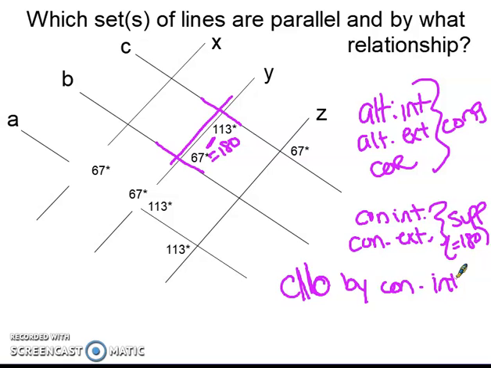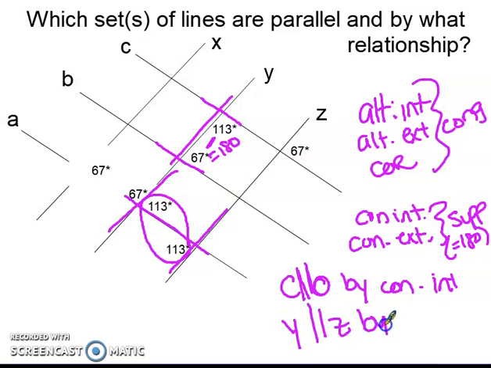If I also look on this side, I have a pair of alternate interior angles. They both fall on transversal A, so that tells me these are my two lines. So Y is parallel to Z by my alternate interior. And alternate interior is congruent? They are congruent.